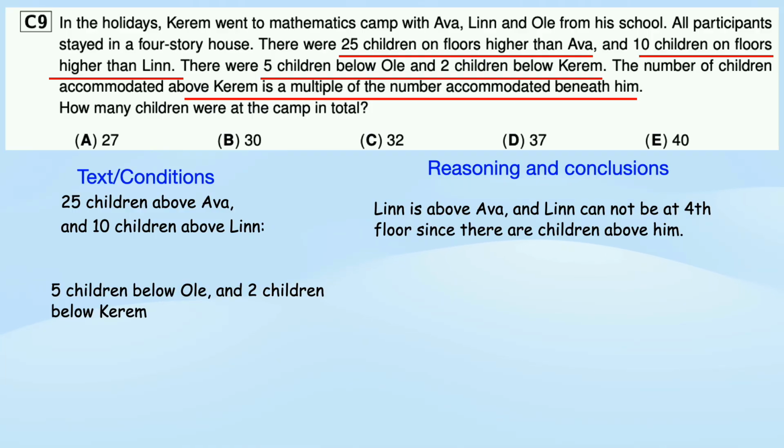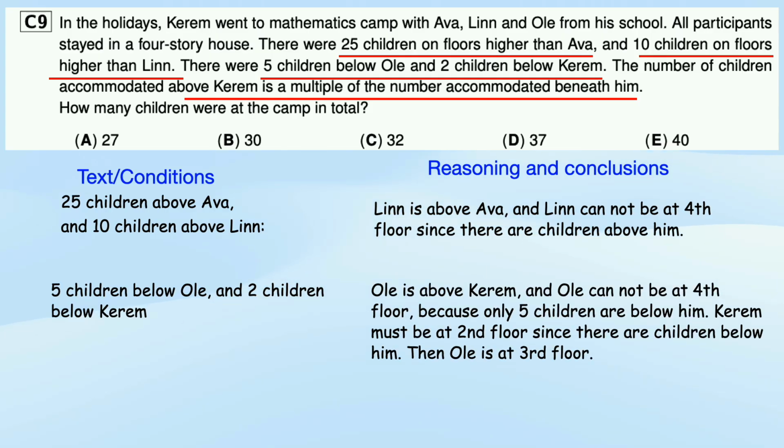5 children below Ole and 2 children below Kerem. This also means Ole is above Kerem, and Ole cannot be on the 4th floor because only 5 children are below him, and otherwise it would contradict the first condition, 25 children above Eva and 10 children above Lin. So Ole cannot be on the 4th floor. Kerem must be on the 2nd floor since there are children also below him. So that means Ole, who is higher than Kerem, is on the 3rd floor, and Kerem is on the 2nd floor.